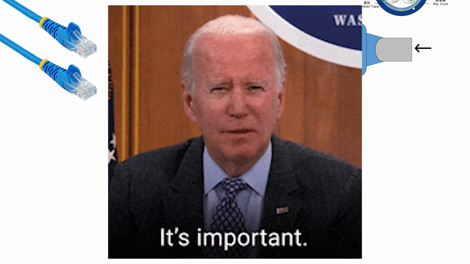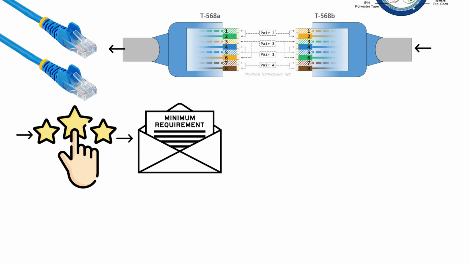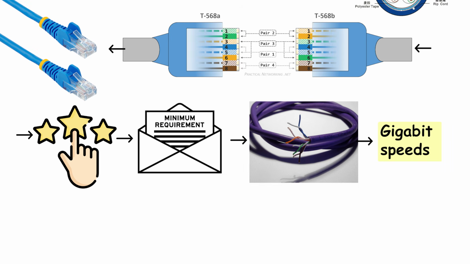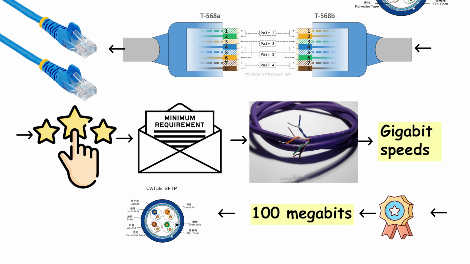One important thing to understand, these ratings are minimum specifications. A high-quality Cat 5 cable might actually be capable of gigabit speeds, even though it's only officially rated for 100 megabits. The category rating tells you what the cable is guaranteed to do, not necessarily its maximum capability.